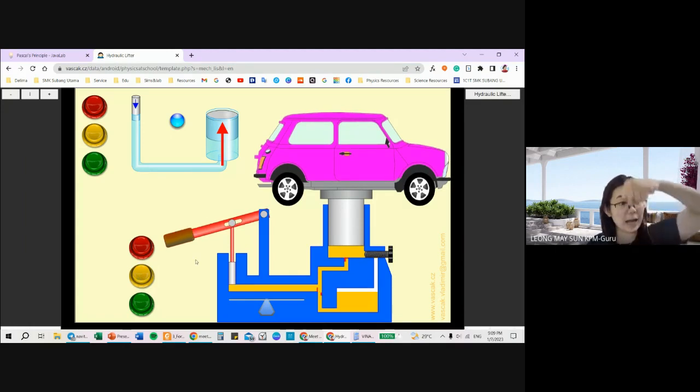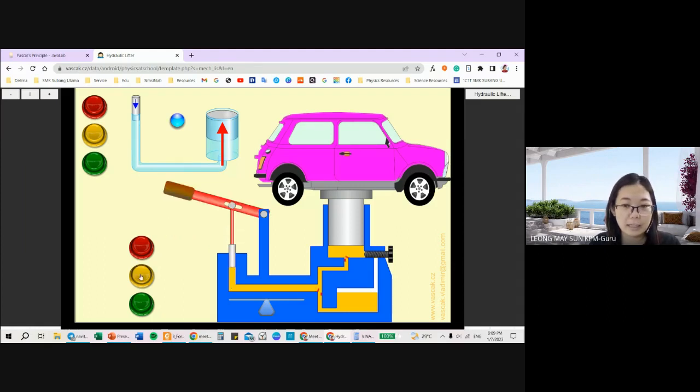we want to bring it back up, when the lever goes back up, the top valve will close so that the hydraulic fluid won't backflow to the smaller piston. But here, the valve will open so that hydraulic fluid from the reservoir can flow back into the small piston. And when it goes up, the liquid will actually decrease at the reservoir.